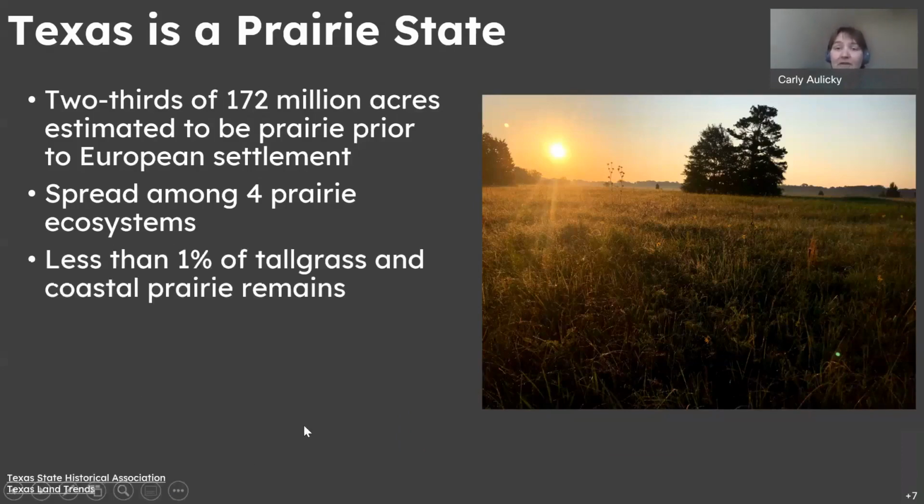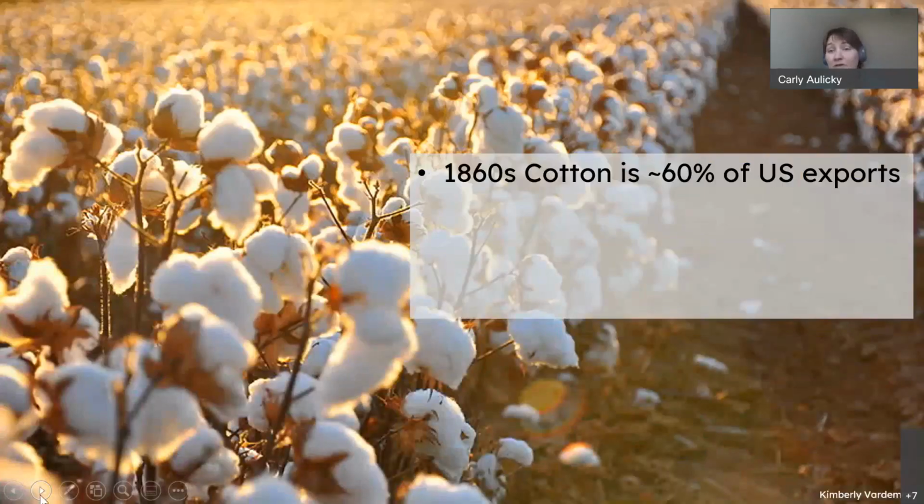But the grim reality is, some of them are incredibly imperiled, particularly the tall grass prairie system and the coastal prairie system of Texas. For tall grass prairie, we're looking at less than 1% remaining in the state. So, incredibly imperiled systems. And there's a reason for that.